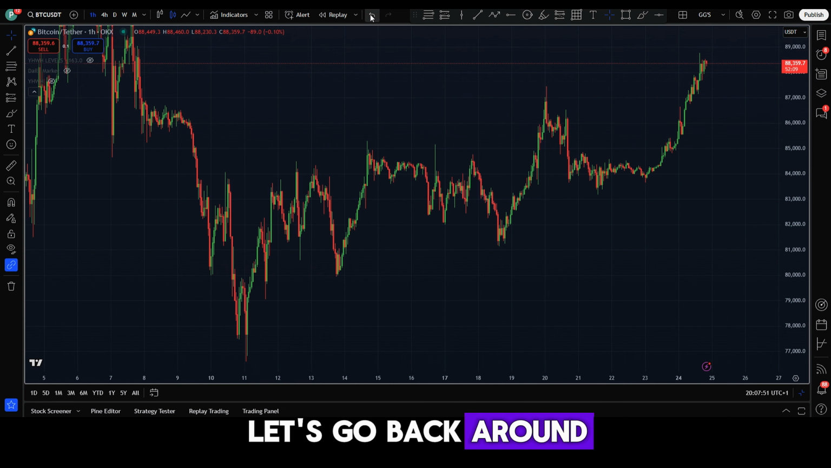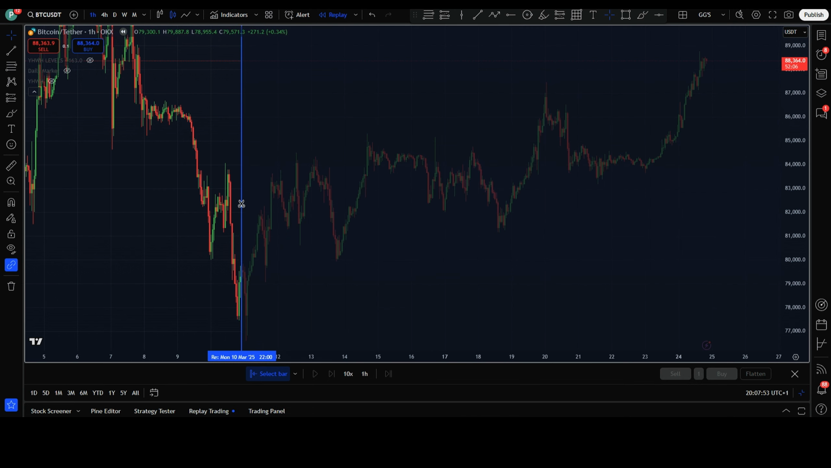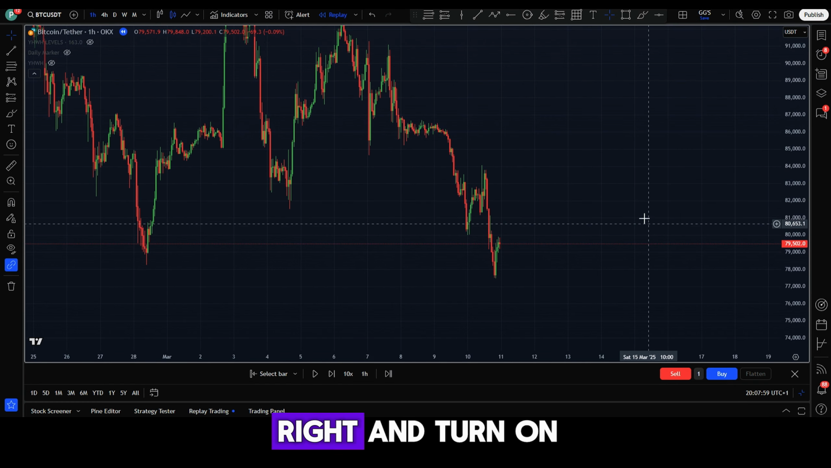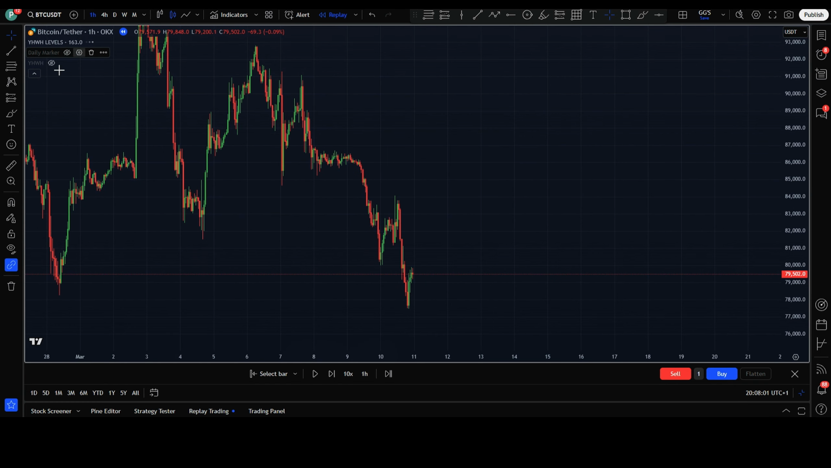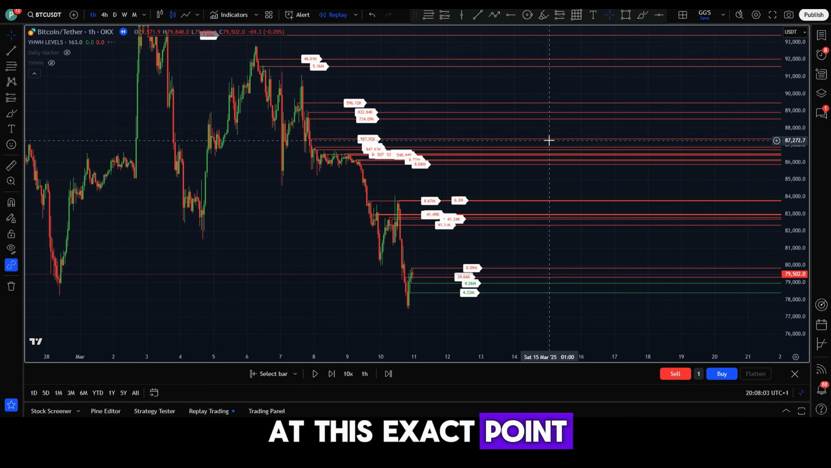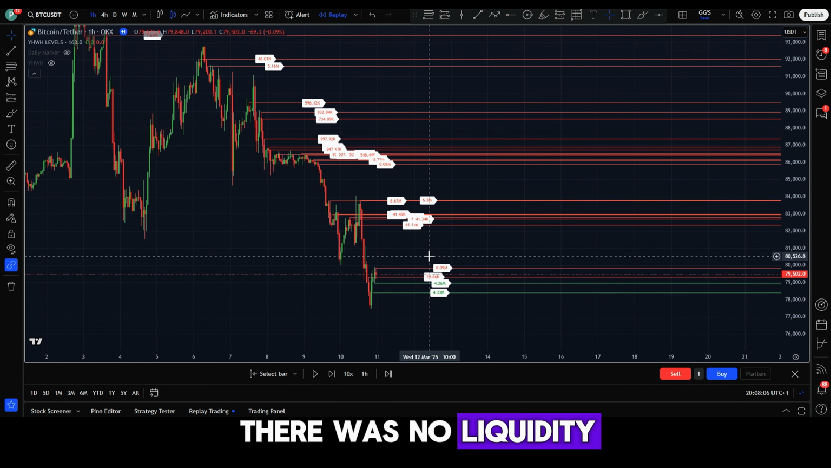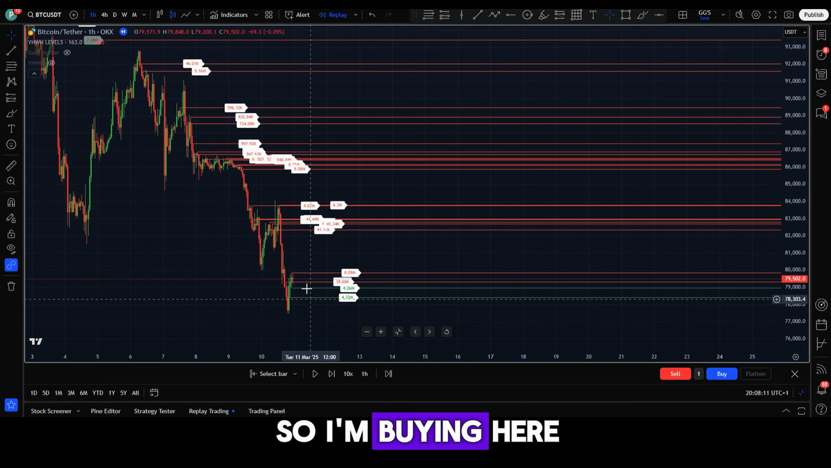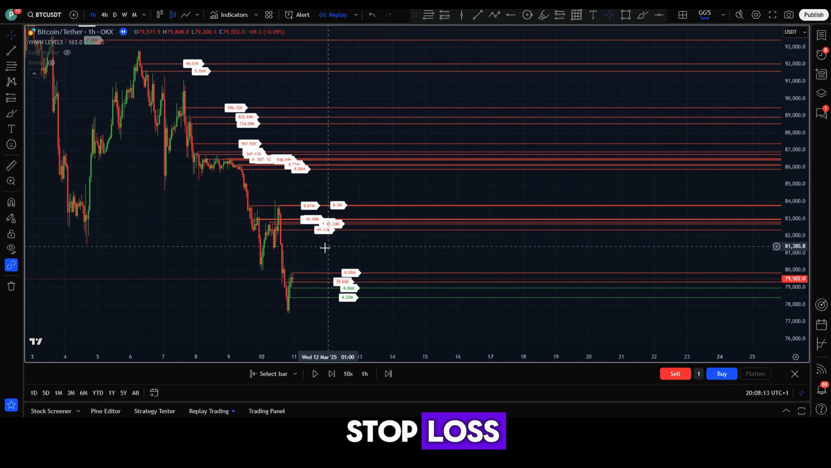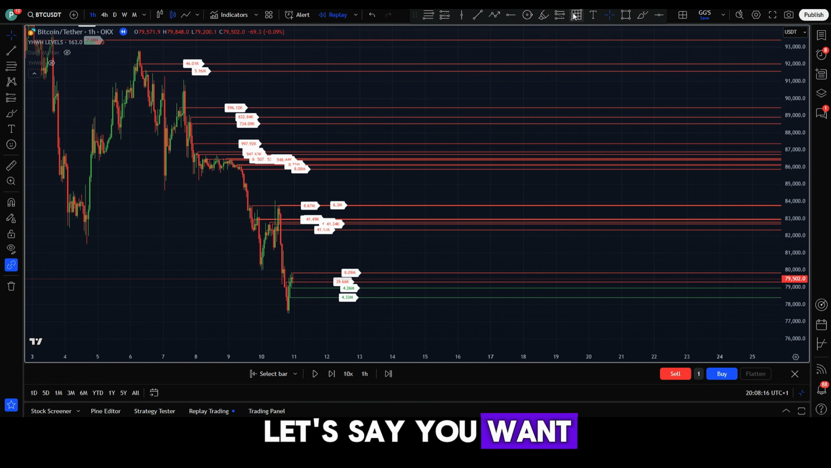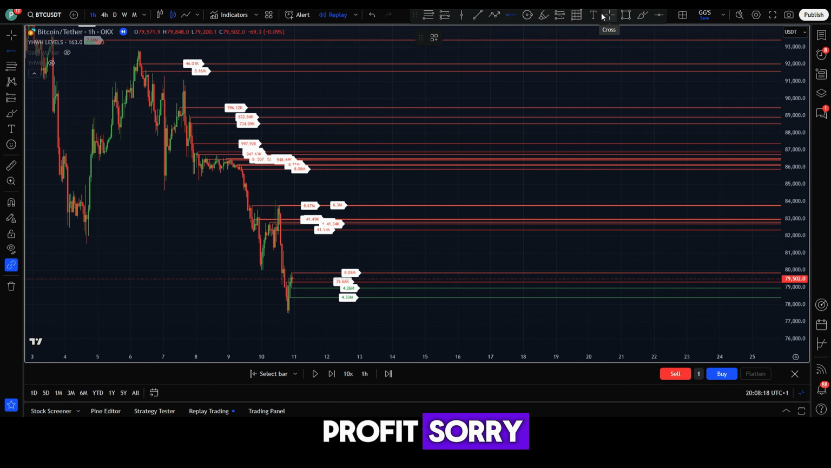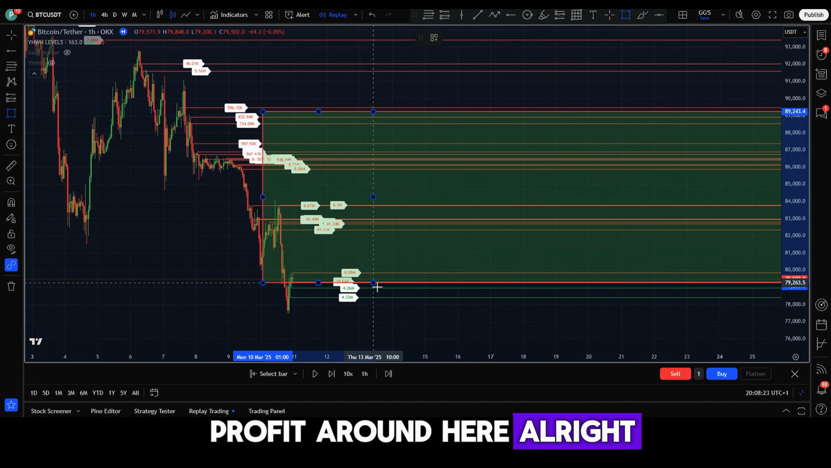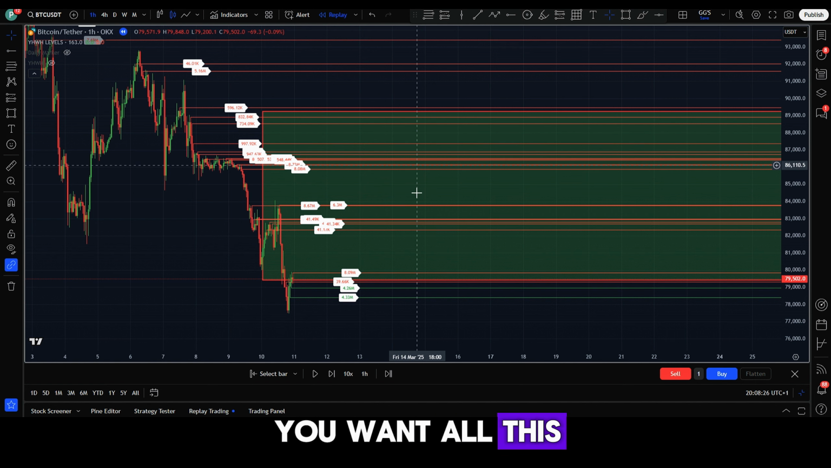Let's go back around this area here when we had no more liquidity to grab down. All right, let me turn on the indicator. At this exact point, there was no liquidity. And some people will say, okay, there's a lot of liquidity at the top, so I'm buying here and I'm only taking profit, even if it's around here. You want all this.